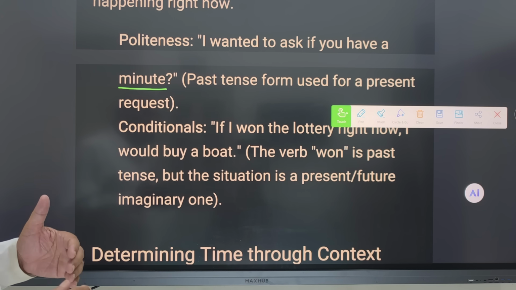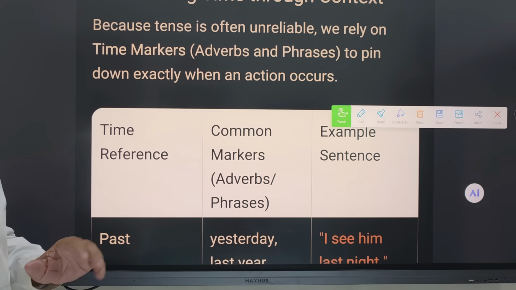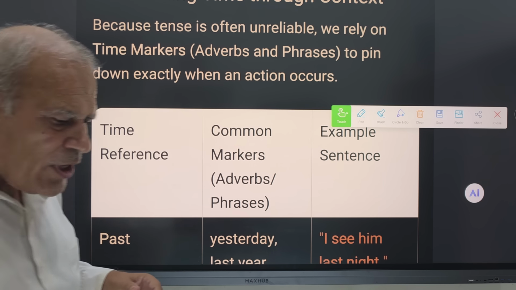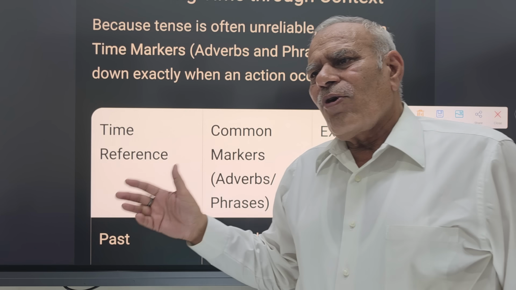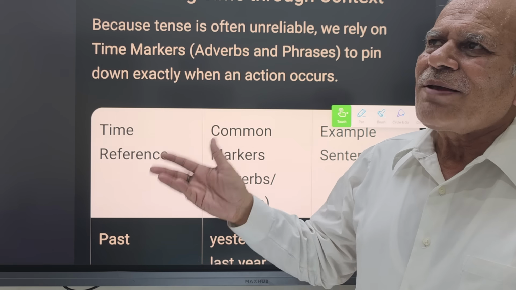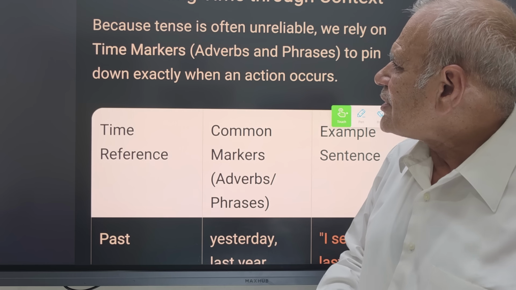Determining time through the context. Now then, what is the best way? The best way is that you can determine the time through context, because tense is often unreliable. As you have witnessed, we use present and past tense for future events also, sometimes present for past events and vice versa.